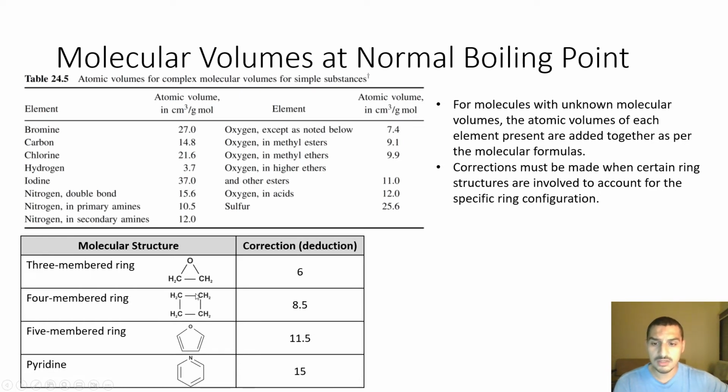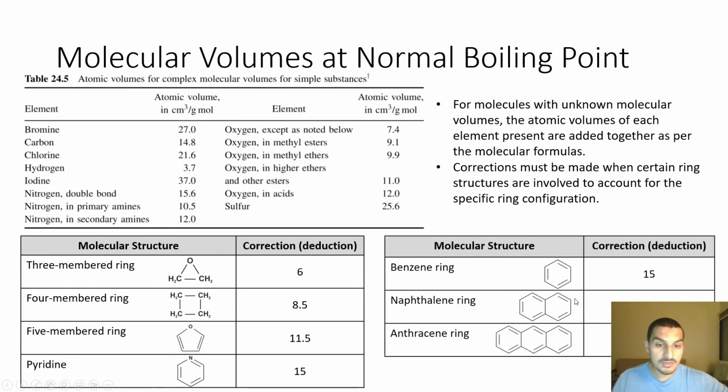If you have, for instance, a 4-membered ring molecule, I will calculate the summation of the atomic volumes. So it's going to be 4 multiplied by the volume of one carbon atom, and 8 multiplied by the volume of a hydrogen atom, and then subtract 8.5 because of this square structure, or the 4-membered ring. For benzene, naphthalene, and anthracene, we will have these deductions as well: 15, 30, and 47.5. These are just correction factors to take into account the reduction in volume due to the cyclic structure.